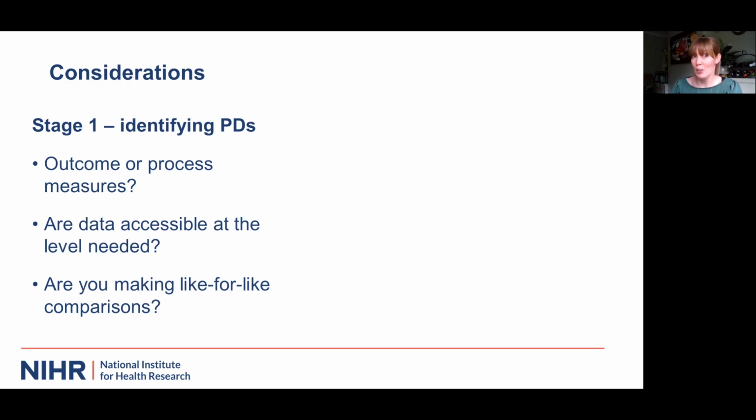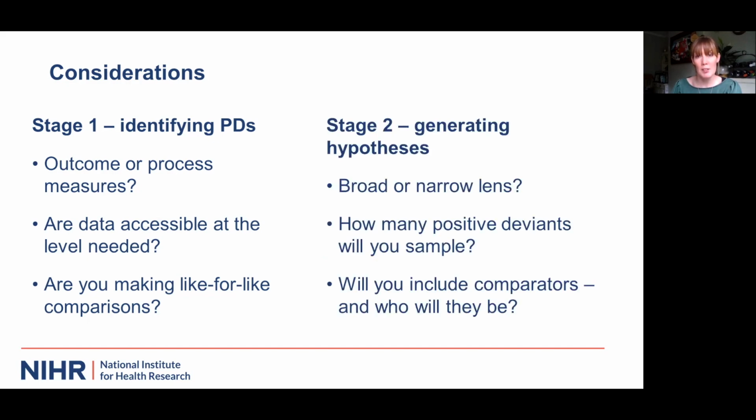Are you making like-for-like comparisons? So positive deviants are meant to succeed despite facing similar constraints. So are there any coding differences across teams or organisations within the data? Are you able to adjust for confounding factors such as case mix? Moving on to stage 2. What lens are you going to use for your study? So are you looking at specific processes or safety more broadly? And how does this affect the qualitative methods that you're going to use?